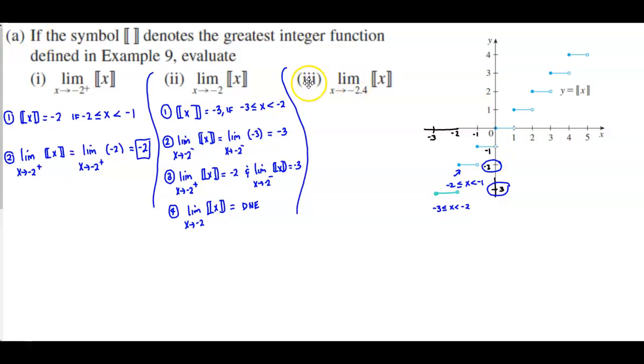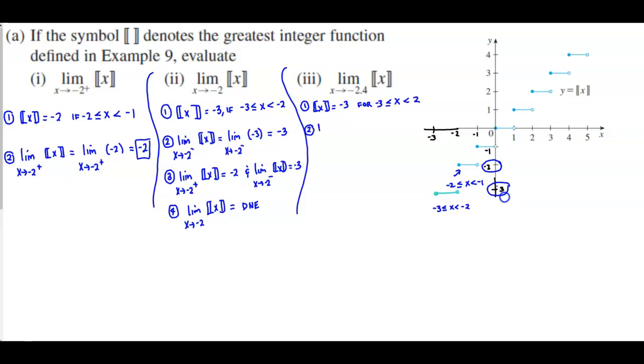Now the limit in part number 3, we want to find out when x is approaching -2.4 of the greatest integer function. And so -2.4 lies between -3 and -2. So the first thing we know there is that if it's in between -3 and -2, it's going to equal -3 here. So we know that the greatest integer function is going to equal -3 for when x is in between -3 and -2.